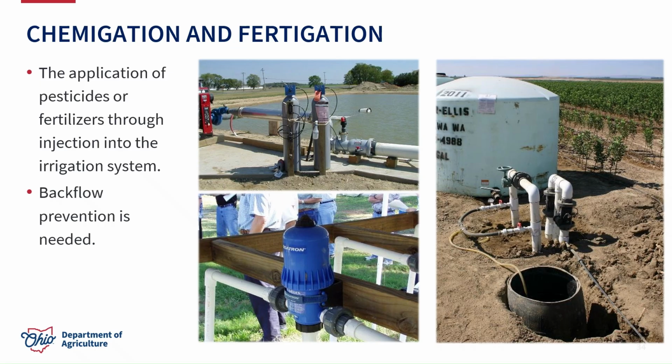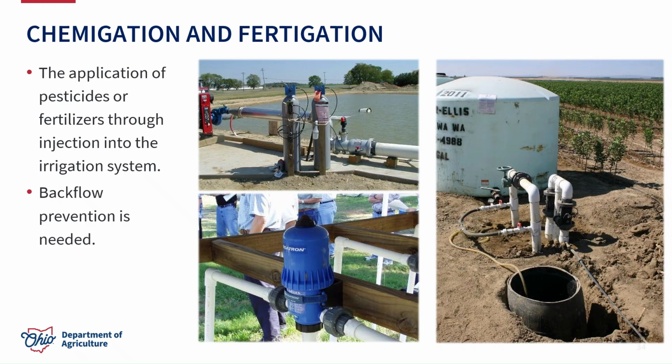Some microirrigation systems may utilize the processes of chemigation or fertigation to apply pesticides or fertilizer to the crop field by injecting it into the irrigation system. So as we're irrigating this field and applying water to the different crops, the suspended or dissolved chemicals will also be distributed throughout the field.